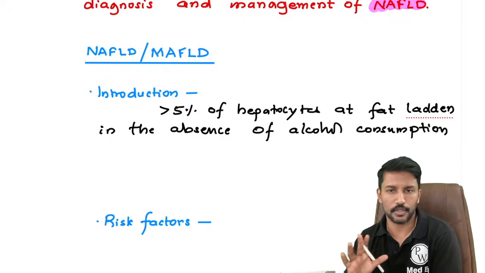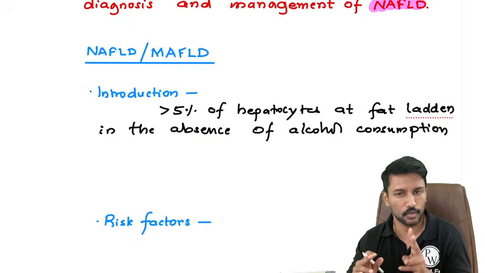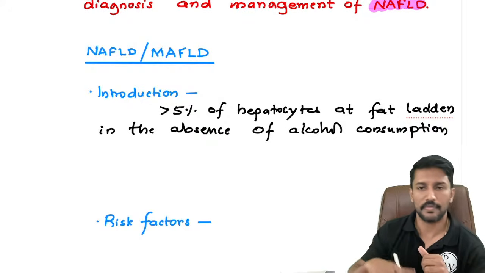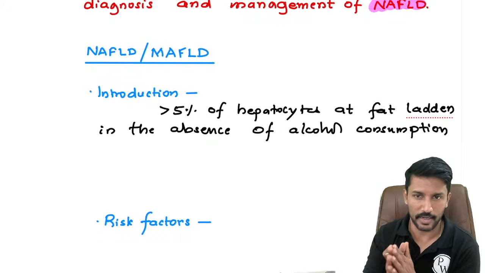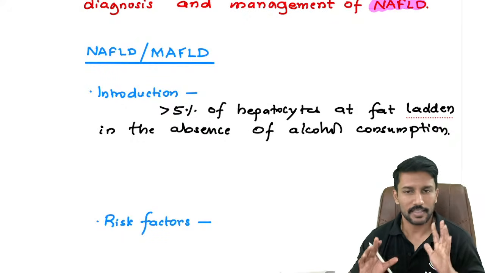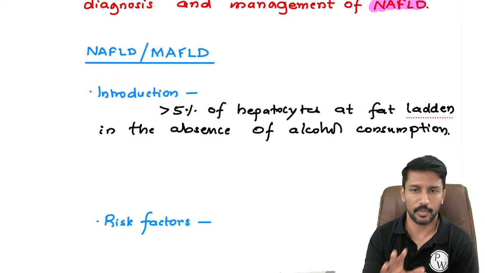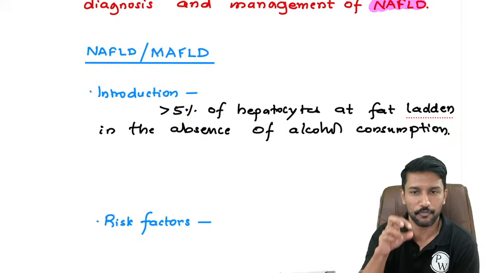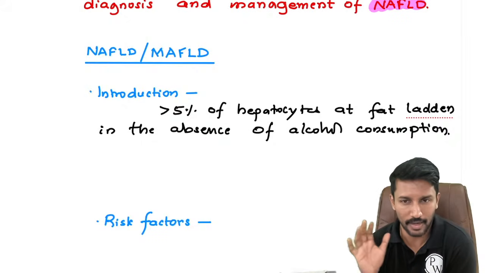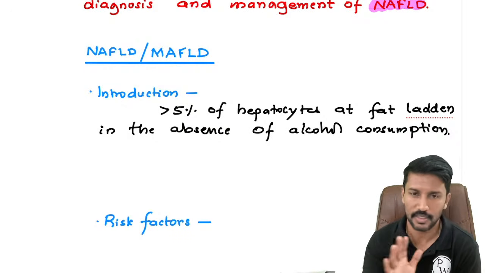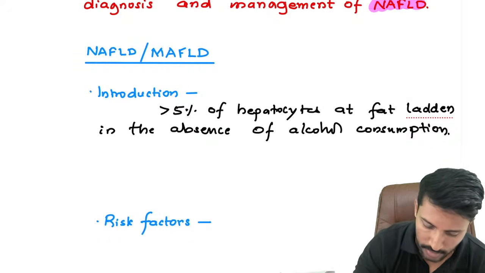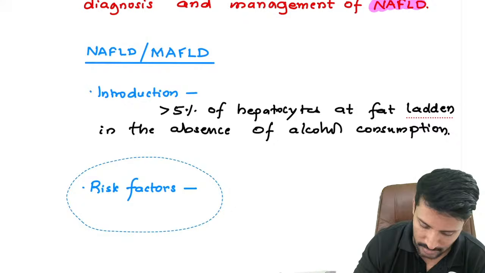For the theory exam, we don't need to write. If the patient is taking two drinks or less than that per week, it will still be considered as non-alcoholic fatty liver disease. If he is taking more than that, we will call it as alcoholic fatty liver disease. We'll just keep it simple in the theory exam. If I get someone whose total number of hepatocytes, out of that more than 5% have fat stores in them, and the person doesn't consume significant quantity of alcohol or alcoholic beverages, then I will call it as non-alcoholic fatty liver disease. Now, what are the risk factors for someone to develop this?